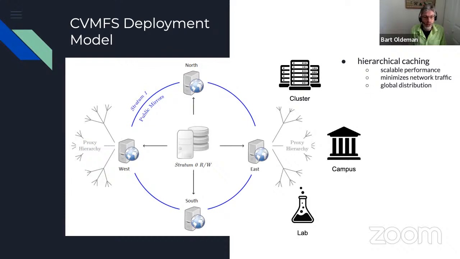And those stratum 1s are in turn polled by various clusters. If you mount directly, if you run it on your laptop, you don't really need a cache. You can just get it directly from the stratum 1, but if you operate a cluster, you want what is called a Squid cache. And this way, you release some of the load on the stratum 1 servers, because most of the software is cached on the Squid servers on your cluster. So you have scalable performance. You minimize network traffic by having this hierarchical structure of stratum 0, stratum 1s, and Squid.